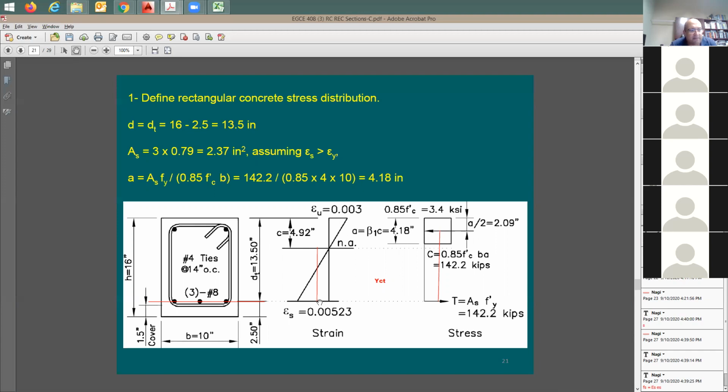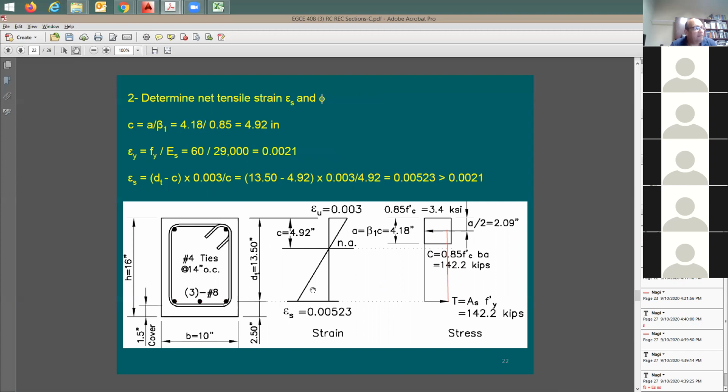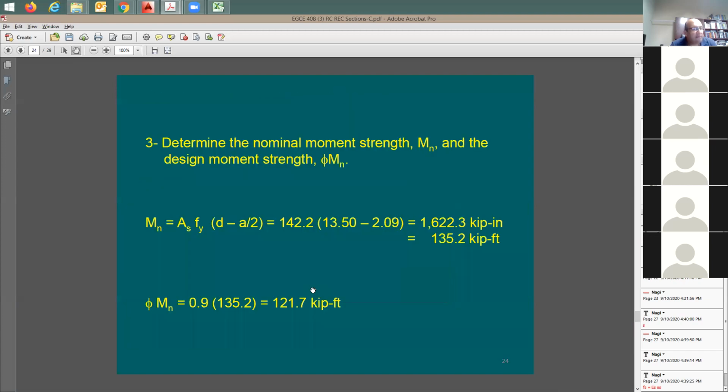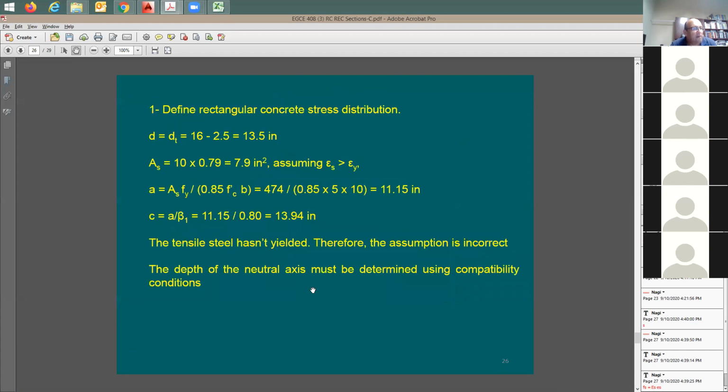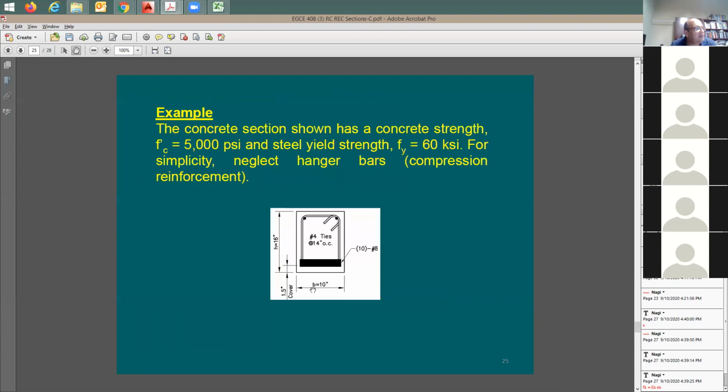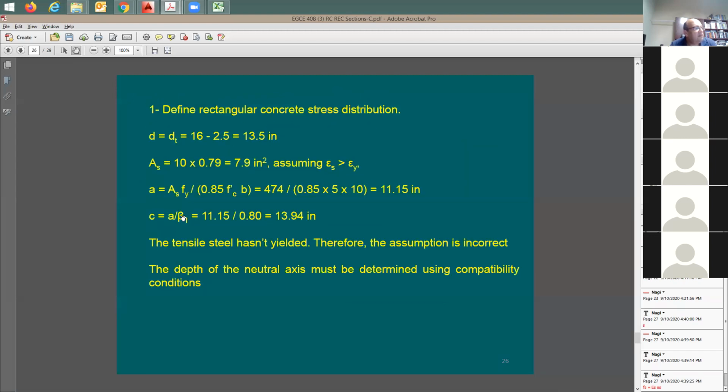Yeah, it makes sense. So can we say in general, if C becomes greater than D, then we have to go through compatibility equations. It means that Fs is not equal to Fy. Exactly. So therefore, my first assumption that I put here, which is this one, is wrong. This assumption is incorrect. And it says here, has not yielded. I mean, the assumption is incorrect.